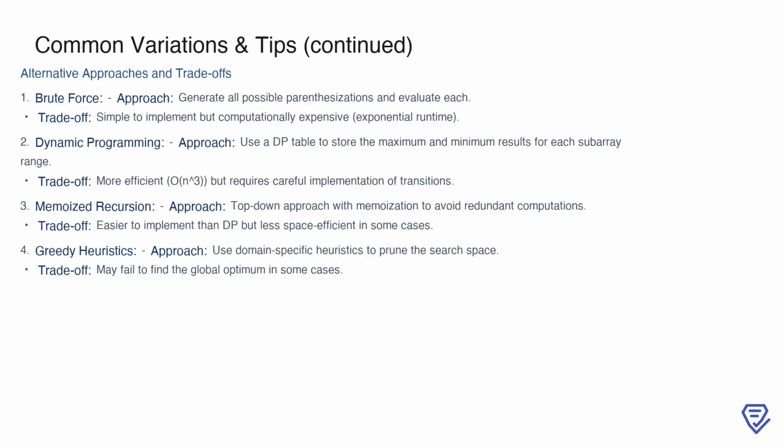Memoized recursion offers a middle ground, using a top-down approach with memoization to avoid redundant computations. While easier to implement than dynamic programming, it can be less space-efficient in certain scenarios. Finally, greedy heuristics can be applied by using domain-specific rules to prune the search space. However, this approach may not always guarantee the global optimum, making it less reliable in some cases. Each approach has its own strengths and weaknesses, and selecting the right one often depends on the problem constraints and the context in which you're implementing the solution.